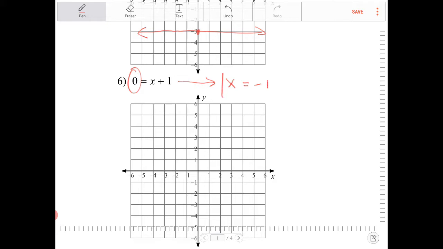So if x is equal to -1, this is actually writing the equation of a vertical line. Let's think about this. All the x coordinates of this line will be -1. If all the x coordinates on this line are -1, then that means we are going to have this situation.